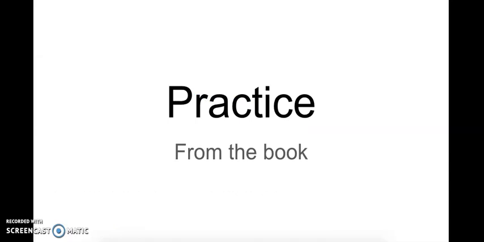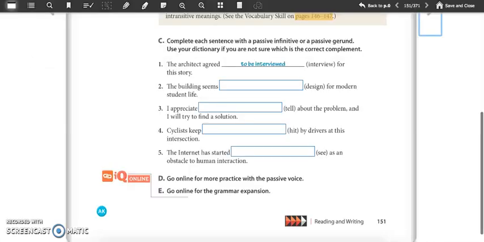Okay, now it's time again to go back to the book and have a bit more practice. Please turn to page 151 in Q Skills 5, Reading and Writing, Unit 5. Okay, in Activity C, on page 151, it tells you to complete each sentence with a passive infinitive or a passive gerund, just like we did in the examples before. So the first one's done for you. You'll see the verb in brackets, and you will complete it with either the infinitive passive or the passive gerund.